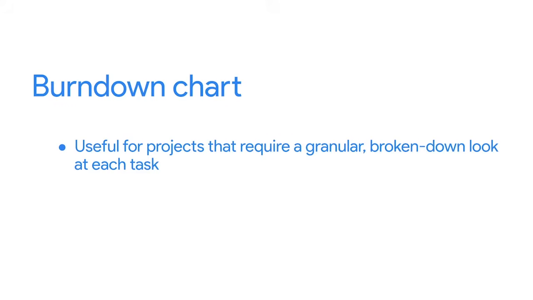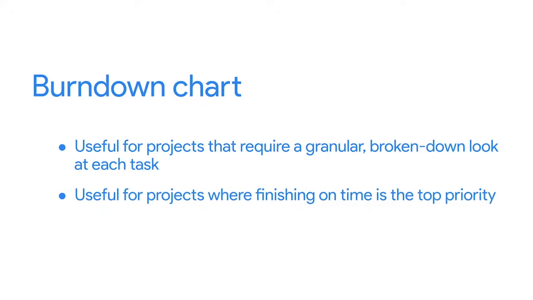A burn-down chart measures time against the amount of work done and the amount of work remaining. Their main uses are to keep the project team on top of targeted completion dates and to keep the team aware of scope creep as it occurs. Burn-down charts are best suited for projects that require a detailed, broken-down review of each task associated with a project. And they're great for projects where finishing on time is the top priority.